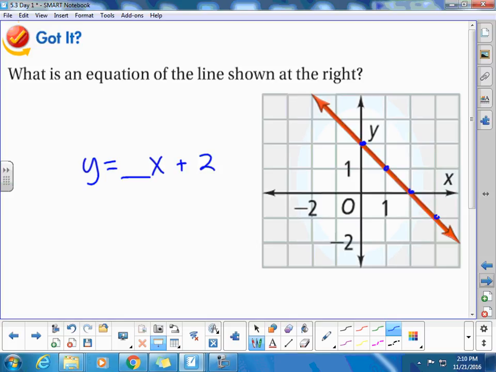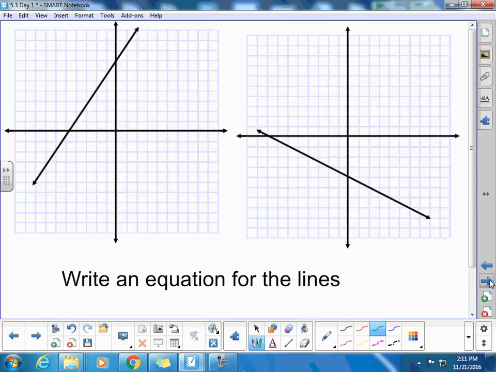And if I look at the slope, it's downhill, so I know it should have a negative slope. I go down 1 over 1. So my slope is down 1 for the rise, which is downwards, and my run is 1 to the right. So this is just negative 1. So I plug that in, and there's the equation for my line.